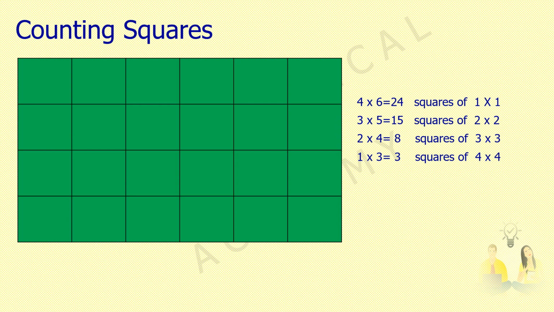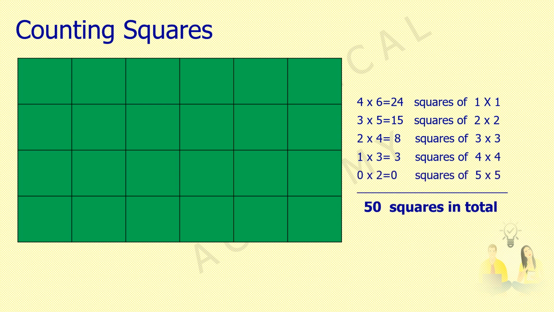We cannot have any squares of 5 by 5 because the grid itself is just 4 by 6. So 0 squares of 5 by 5. Total 50 squares. Do you observe the pattern here?